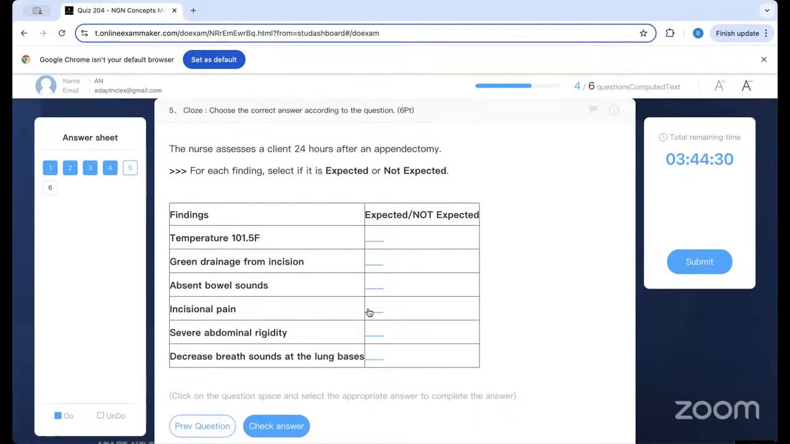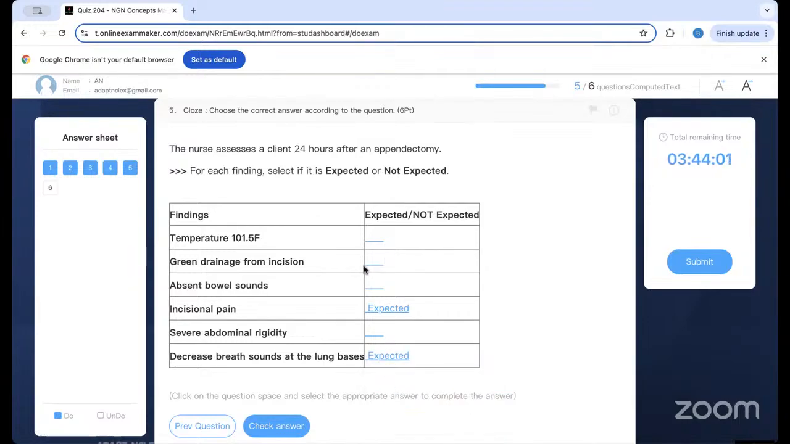Right? These are little things, right? Of course, they're going to have pain where we did the incision. Of course, they had surgery, so at the lung bases they will have atelectasis. Every time they say decreased breath sounds at lung bases, it's never a lung issue. They're not having a respiratory issue. Any patient who had surgery is going to have decreased breath sounds at the lung bases. So this is an expected finding.